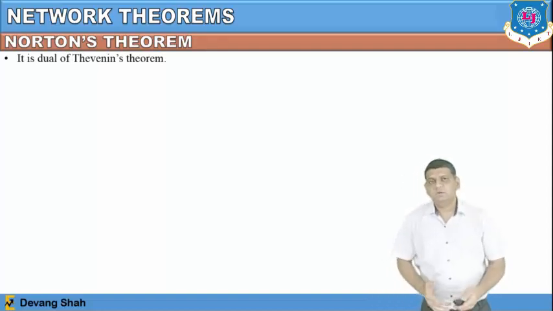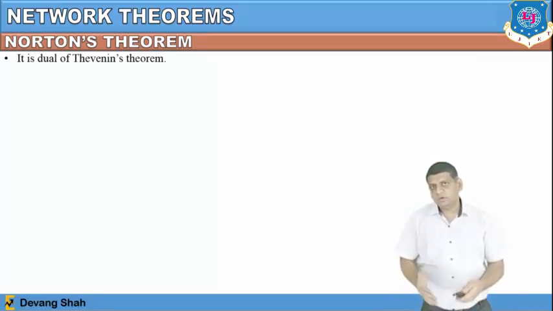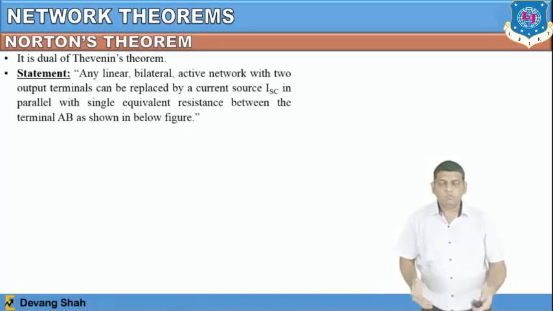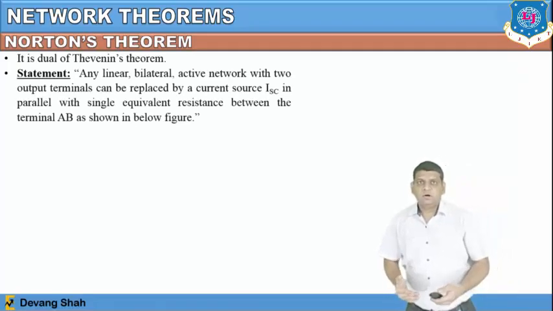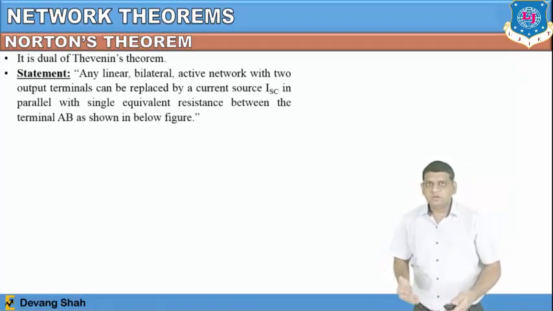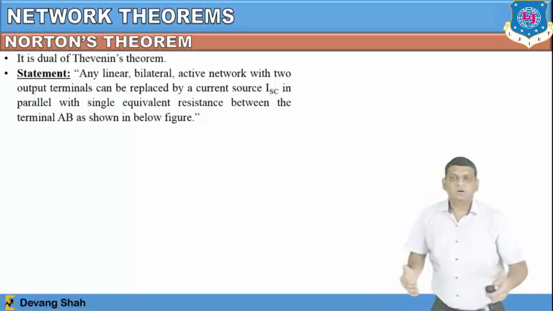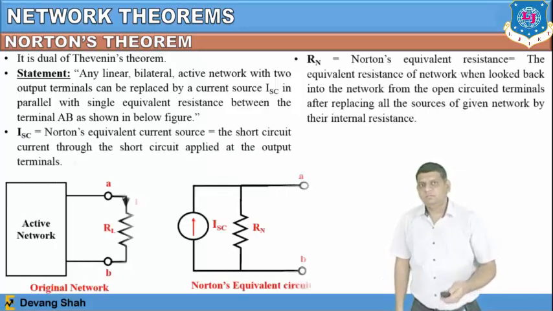First we'll start with the Norton theorem. It is nothing but the dual of the Thevenin theorem, so if you know the Thevenin theorem, you will be able to understand the Norton theorem. What is the statement? Any linear, bilateral, or active network with two output terminals can be replaced by a current source, called the short circuit current source (ISC), in parallel with a single equivalent resistance between these terminals A and B, as shown in the figure.